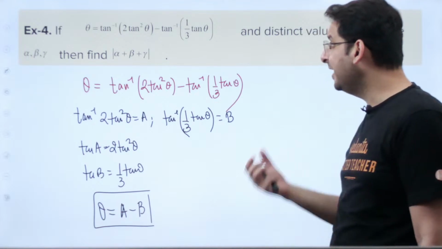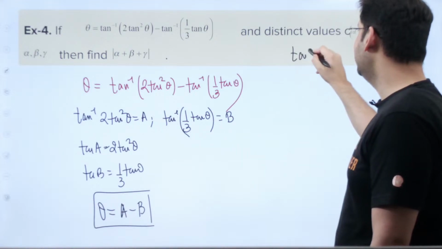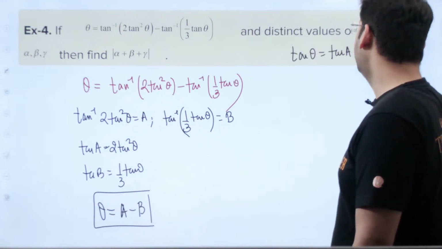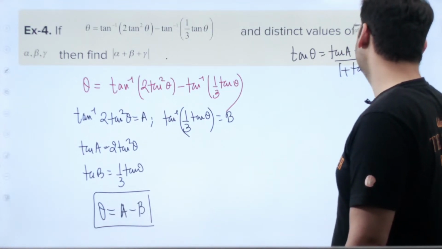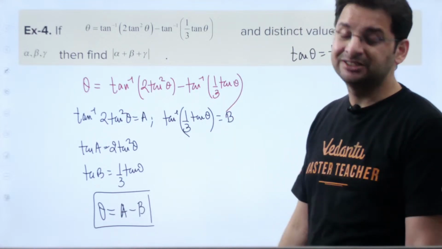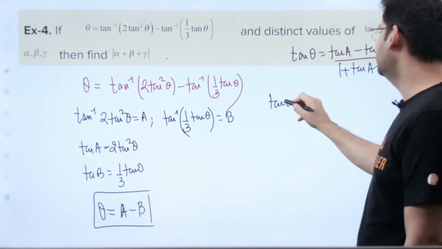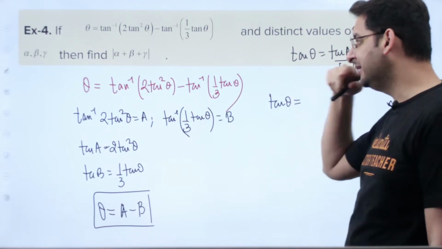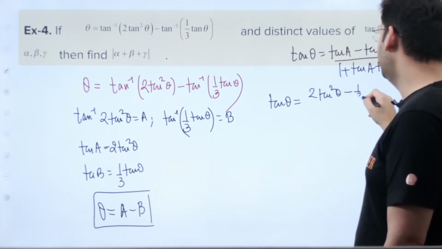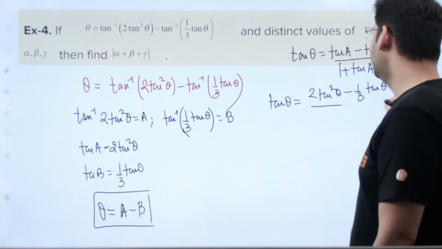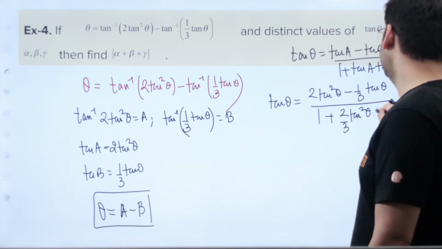Now how do I find tan? Taking tan on both sides, can I do that? So basically tan theta is (tan A minus tan B) upon (1 plus tan A tan B). And this is how I am able to remove tan inverse from my life. Tan theta is what I need to find, and everything else can be written in tan theta. For example, tan theta is (2 tan square theta minus (1/3) tan theta) divided by (1 plus 2 tan square theta times (1/3) tan theta).